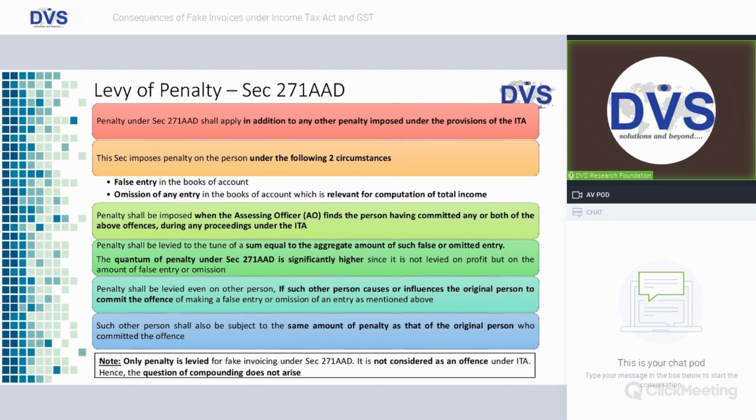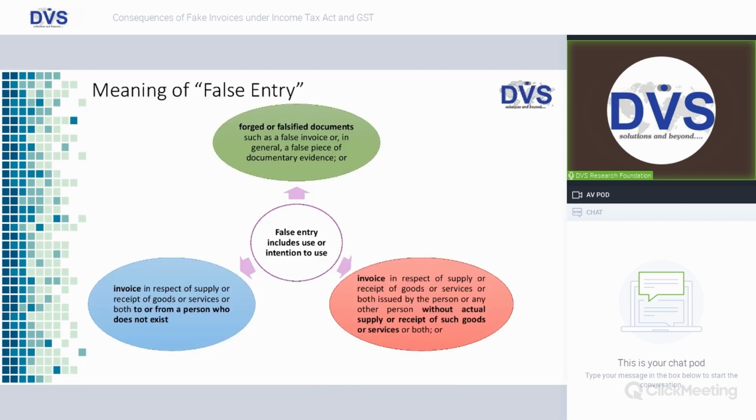Only a penalty is levied for fake invoices under section 271 AAD. Thus, it may not be considered an offense under the Income Tax Act, hence the question of compounding does not arise. So, friends, only a penalty is levied. There is no punishment. Hence, it is not regarded as an offense. But yes, a wrongdoing or a wrongful act can be considered. No punishment, hence there are no questions of compounding provisions.